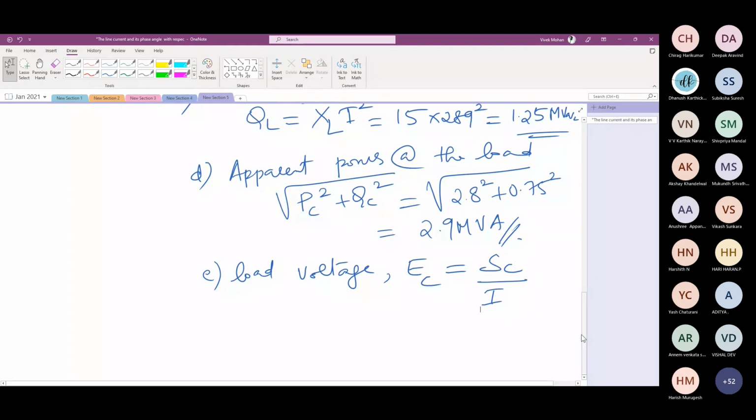Okay, fine. SC by I. So equals 2.9 MVA divided by 289 amps, which is equal to 10.03 kV.